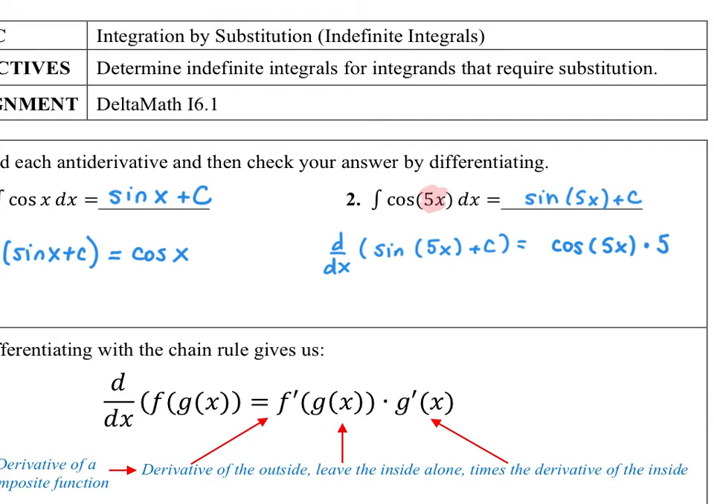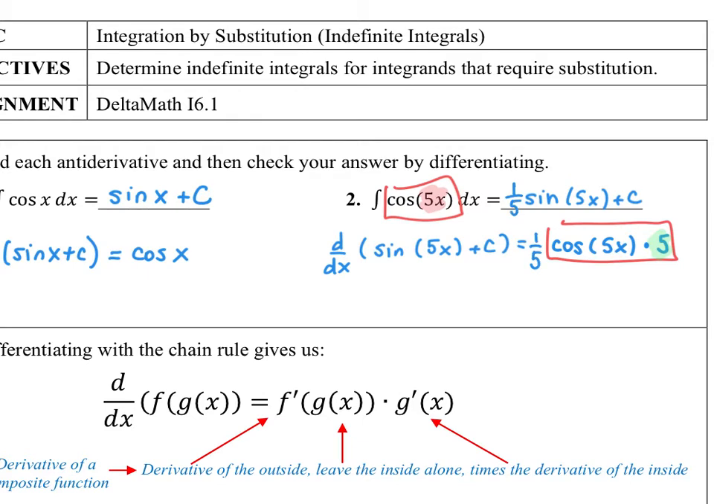What I see is that what I got when I did the derivative is not what I started with, which means that my antiderivative is incorrect. I have this extra multiplying by 5 here at the end that didn't show up in the original problem. So I can balance that out pretty easily by just multiplying by 1/5. And so my answer here is actually 1/5 sine of 5x.